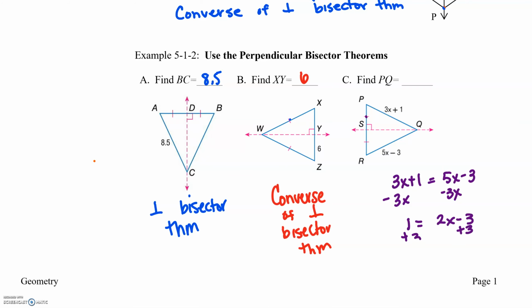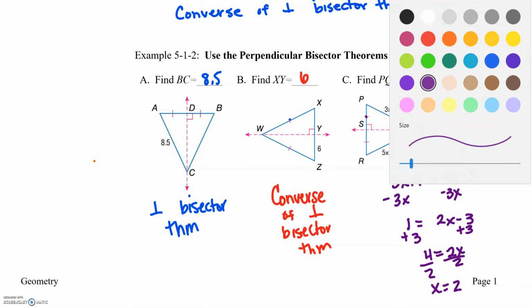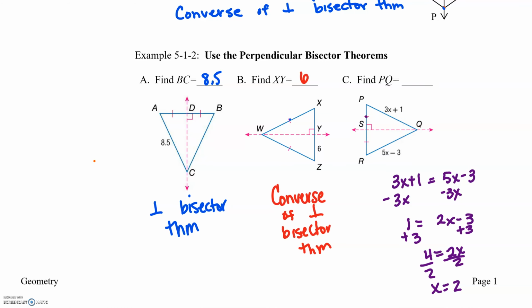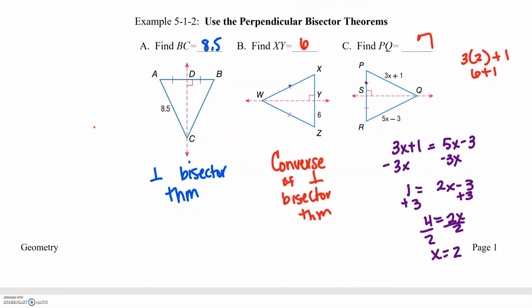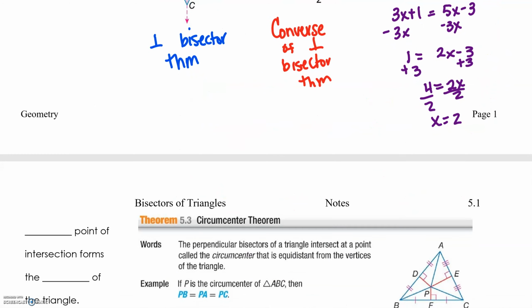If we add 3, then 4 is equal to 2X. Divide both sides by 2. X is 2, which means when we plug it back in, 3 times 2 plus 1 to find PQ, it's 7. And that again is the perpendicular bisector theorem.